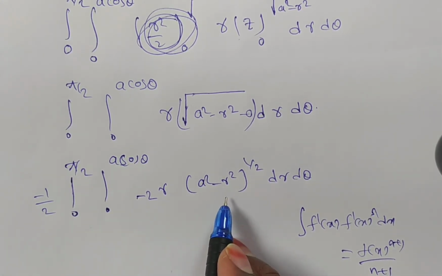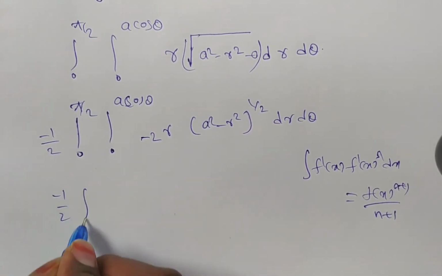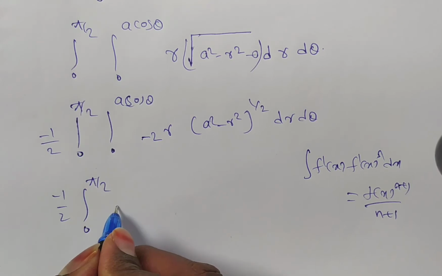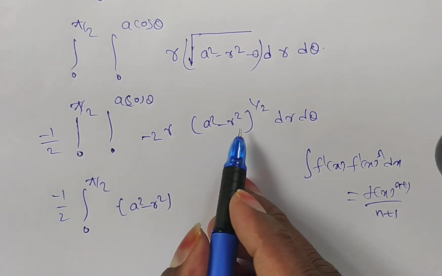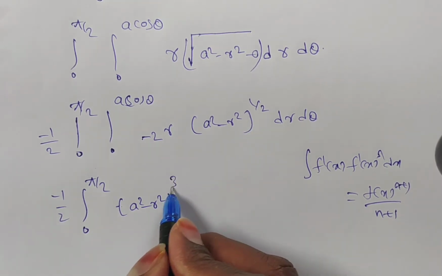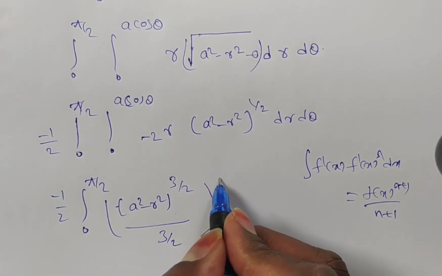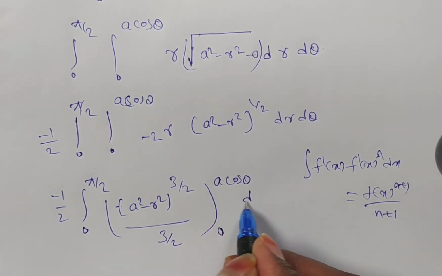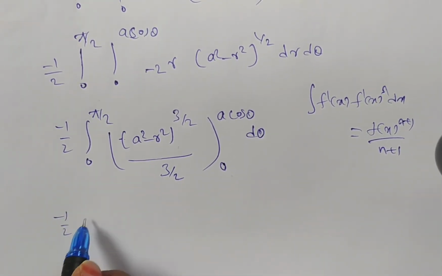So what can you say? Bracket power plus 1 by power plus 1. So you will have minus 1 by 2 times the integral from 0 to pi by 2 of the bracket a square minus r square whole to the power of 1 by 2 plus 1, by 1 by 2 plus 1. So 1 by 2 plus 1 is nothing but 3 by 2, by again 3 by 2. Now the limits from 0 to a, into cos theta d theta. Now this 1 by 3 by 2, you can write like 2 by 3.